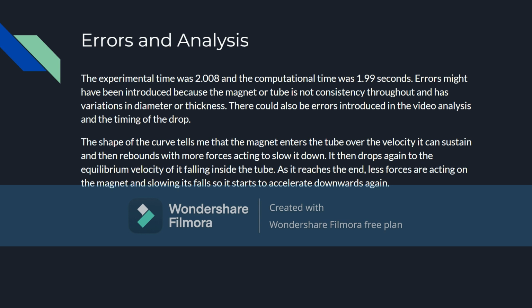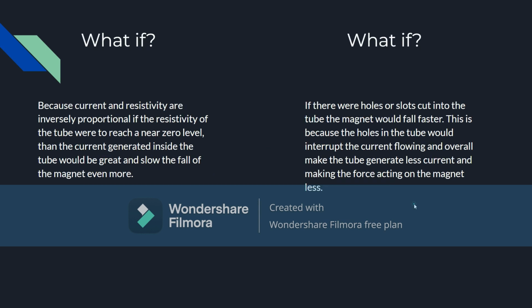The shape of the curve tells me that the magnet enters the tube at the velocity it can sustain and then rebounds with more forces acting to slow it down. It then drops again to the equilibrium velocity of it falling inside the tube, and as it reaches the end, fewer forces are acting on the magnet and slowing it, so it begins to accelerate down again.